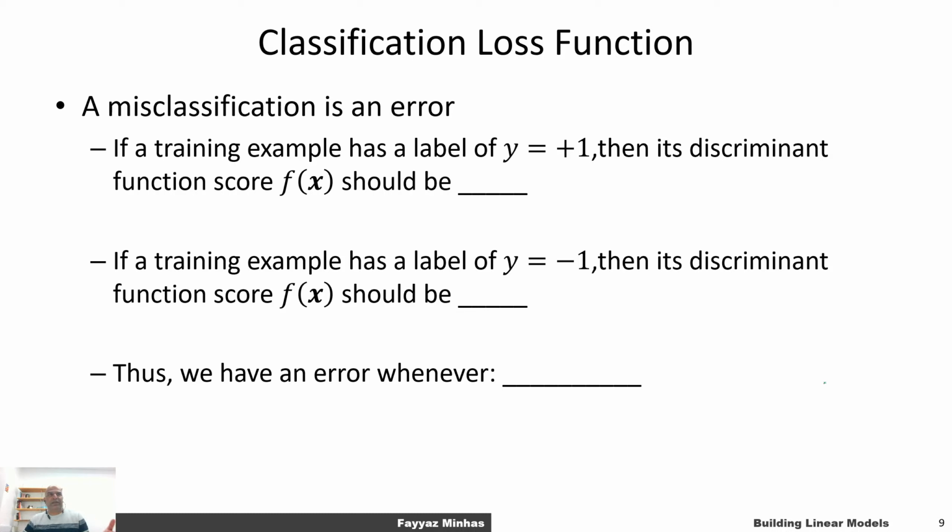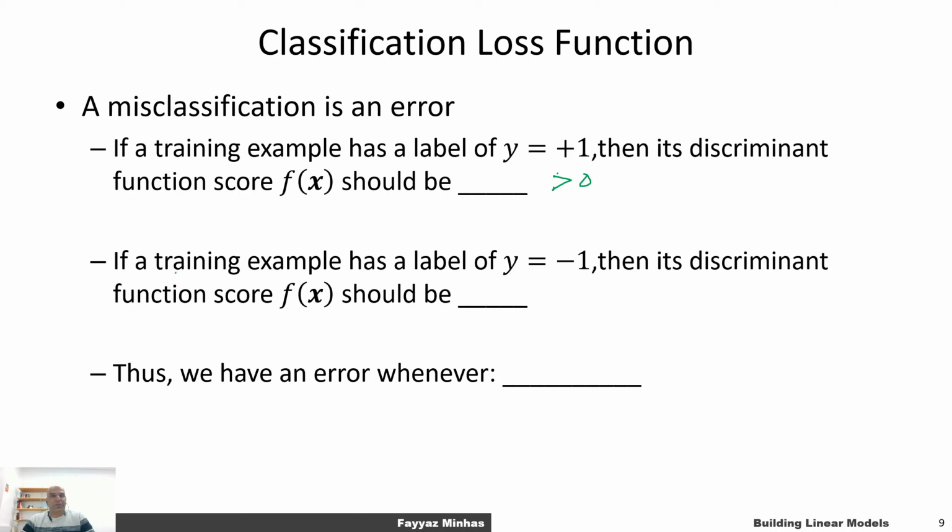So if a training example has a label of +1, then its discriminant score f of x should be less than 0 or greater than 0. You can pause the video and answer this question if you'd like. And I hope you have answered it correctly. The answer to this is very simple. The discriminant function score for a positively labeled example should be greater than 0.